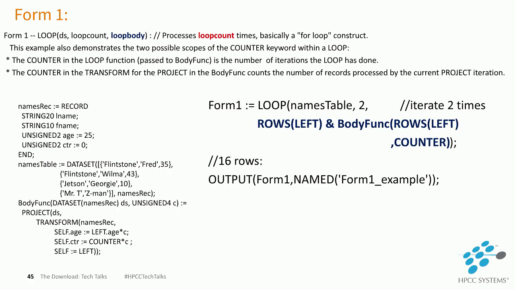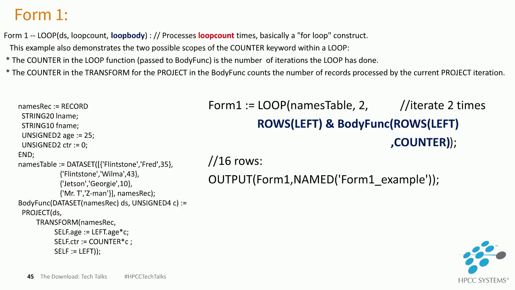Now the interesting thing here is you'll see there's a counter parameter in the Form 1 definition expression, but then on the left side you'll see the project itself also uses the counter. As described above, the counter in the transform for the project in the body function counts the number of records processed by the current project iteration, but the counter in the loop function, which is passed to the body function, is the number of iterations the loop has done.